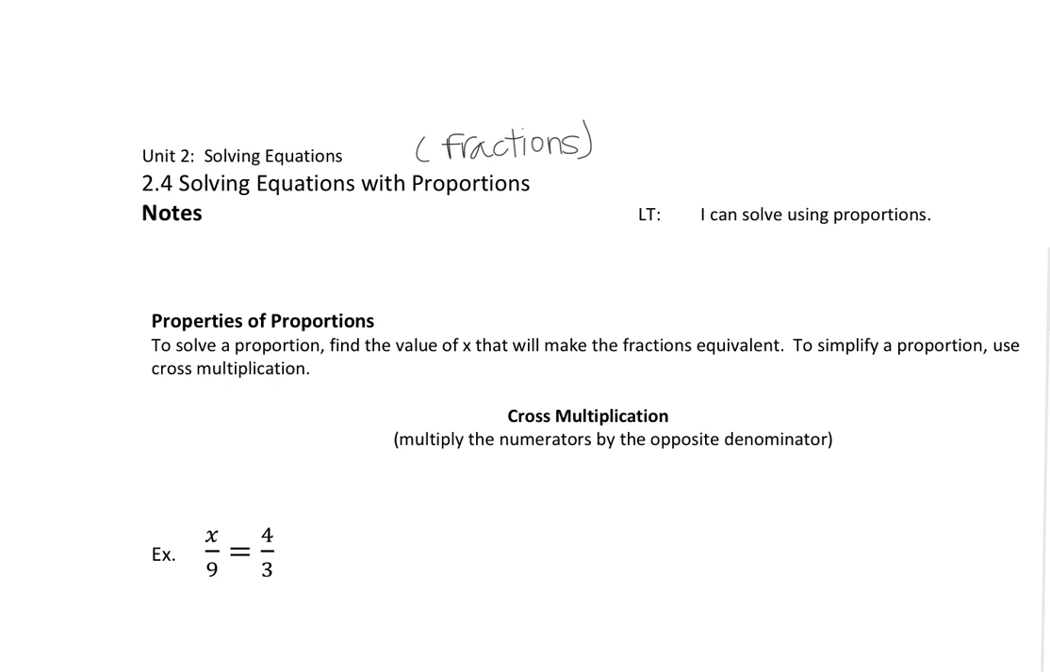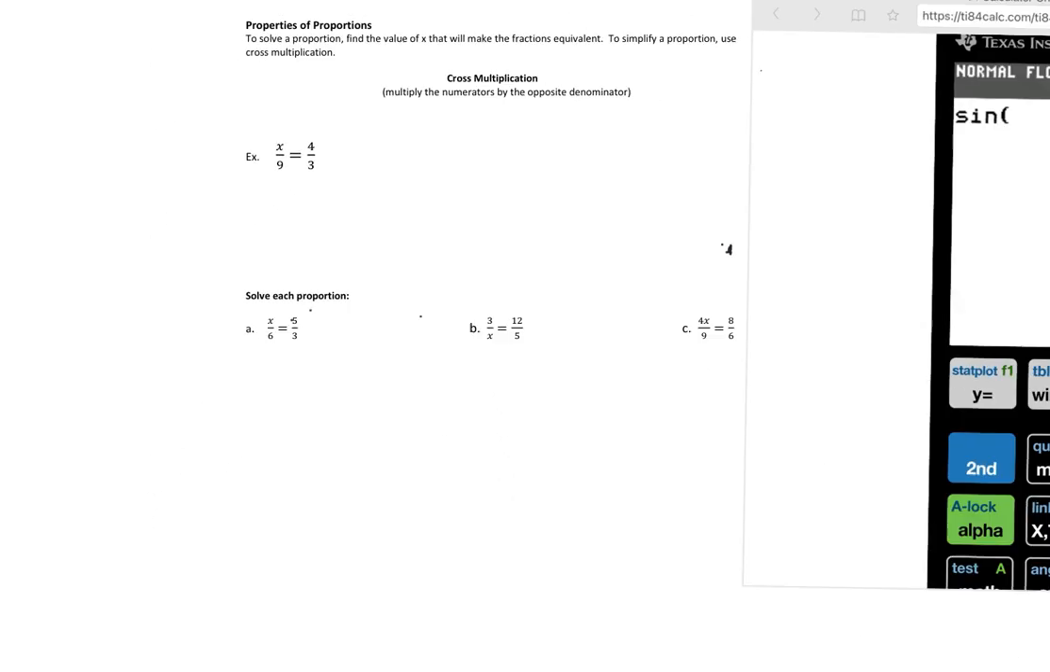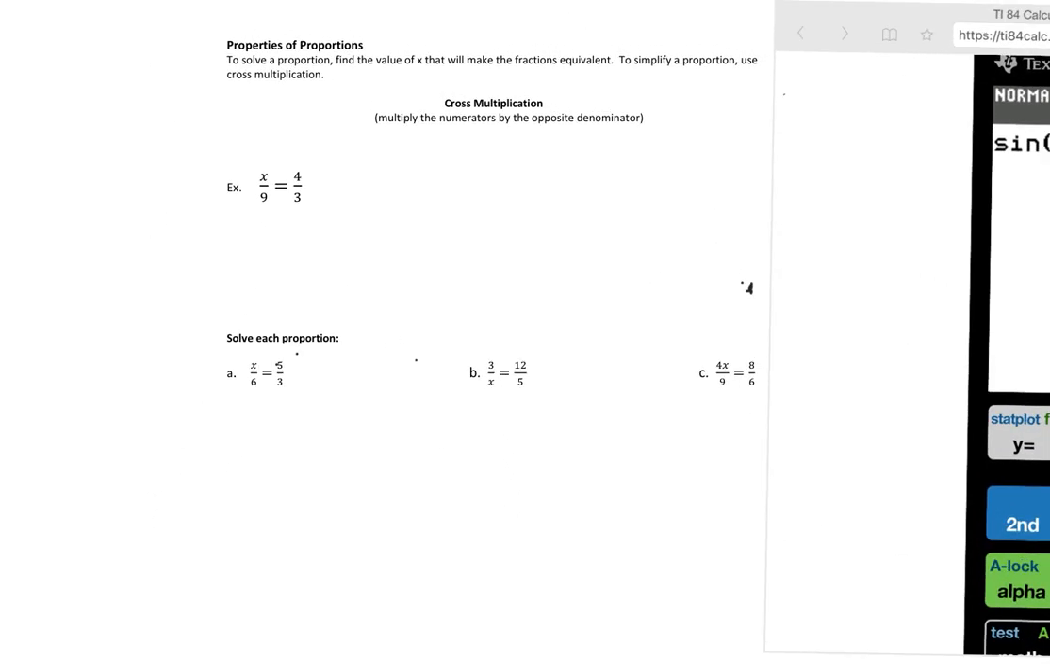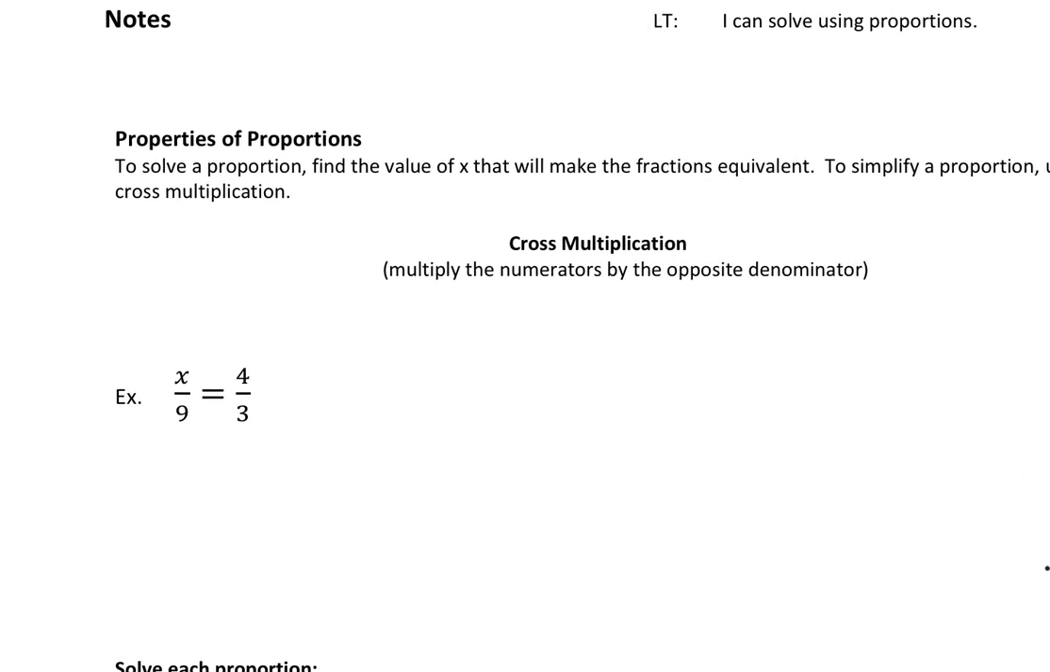Okay, it says properties of proportions. To solve a proportion, find the value of x that will make the fractions equivalent. To simplify a proportion, use cross multiplication. What you're going to see that we are going to be doing every time is cross multiplying. Okay, what is that? What does cross multiplication mean? It means you multiply the numerators by the opposite denominators. All right, and I'll show you how to cross multiply in just a bit.